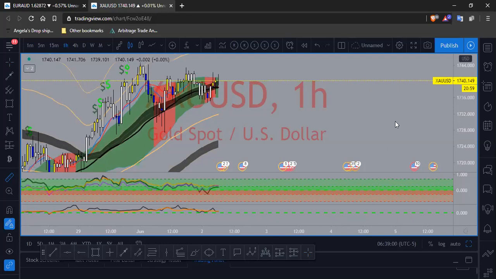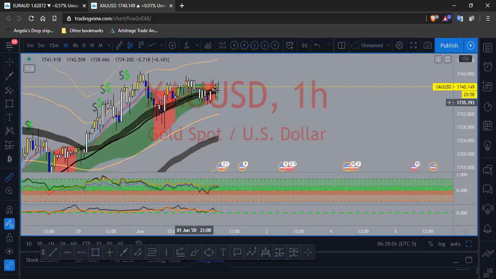Gold, first, I don't really see it selling. I do want to see it sell, as much as this looks like a very good sell setup. But if it keeps respecting this RSI line, then I can't sell. I just can't do it.